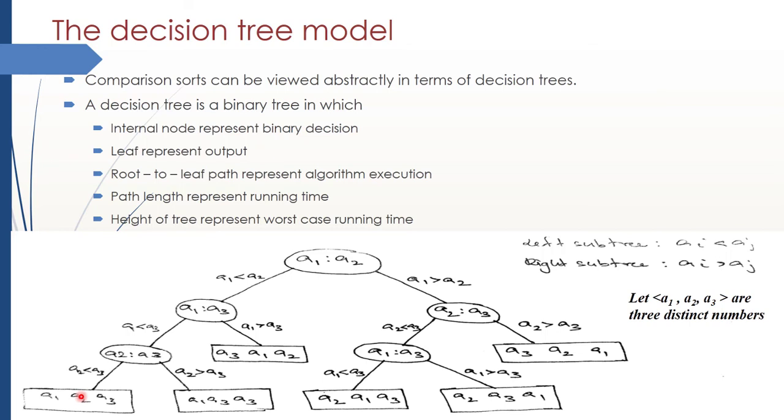How many leaves are here? Here we have 6 leaves. How many inputs are there? 3 inputs. Actually here we are arranging these 3 elements. In how many ways can I arrange 3 elements? In 3 factorial ways. When we arrange 3 distinct elements in 3 factorial ways, one of those combinations will be a sorted sequence. So how do we reach that sorted sequence? We have to make some decisions. So try to understand this diagram.